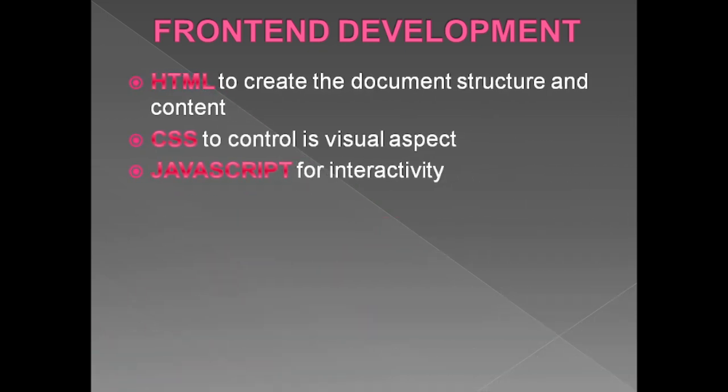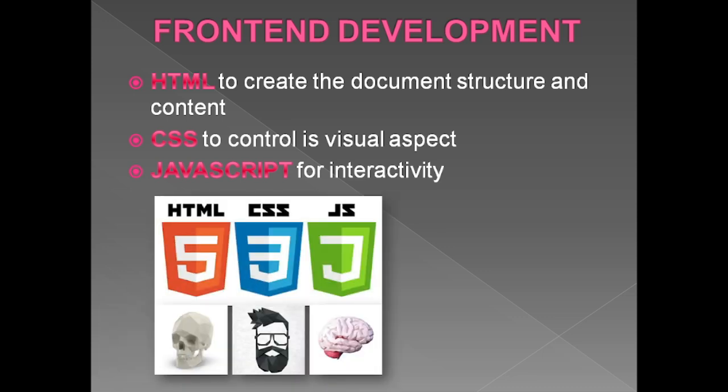Now, let's look at the three core technologies every front-end developer starts with: HTML, CSS, and JavaScript. Let's start with HTML. HTML stands for Hypertext Markup Language. It gives the structure to the web page. For example, it creates headings, paragraphs, images, and links. Think of it as the skeleton of a web page.